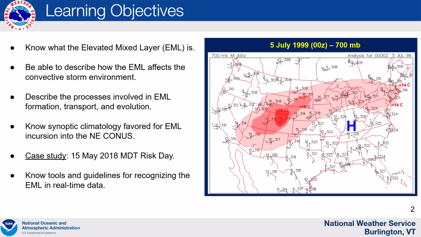We want to examine the synoptic climatology of the EML incursion into the northeastern United States, which is relatively rare. As such, we want to understand the synoptic setting that is favorable for transport of the EML into the Northeast. We'll use a severe weather case study to tie everything together. And lastly, we'll provide some tools and guidelines for recognizing the EML in real-time data.